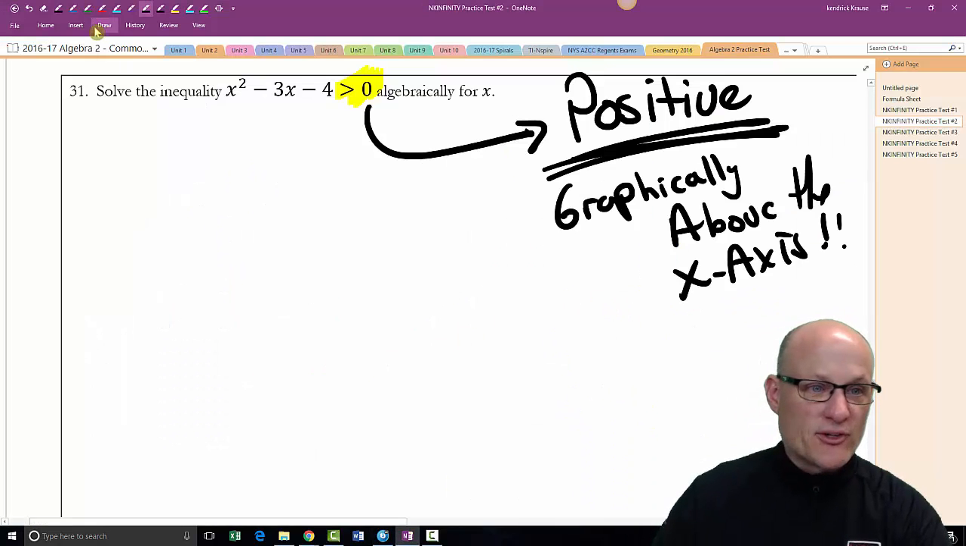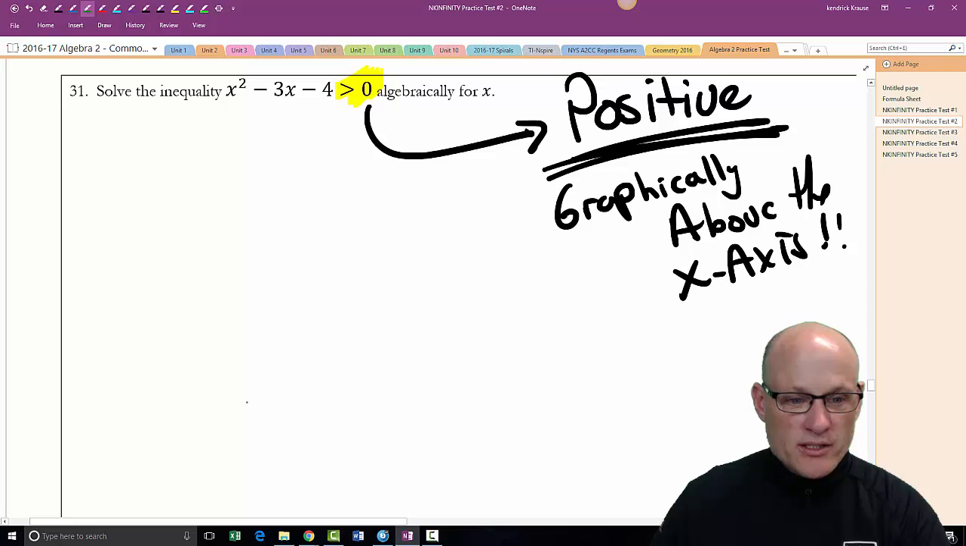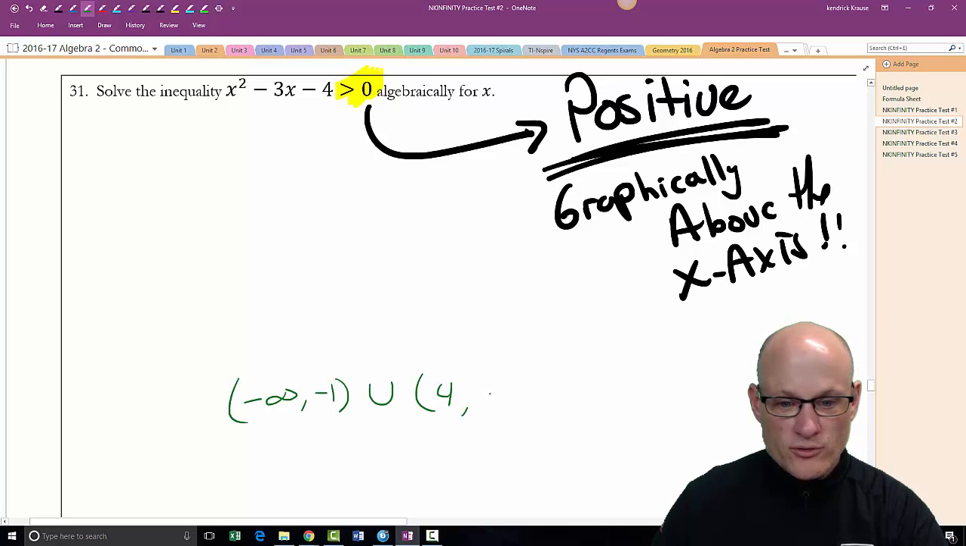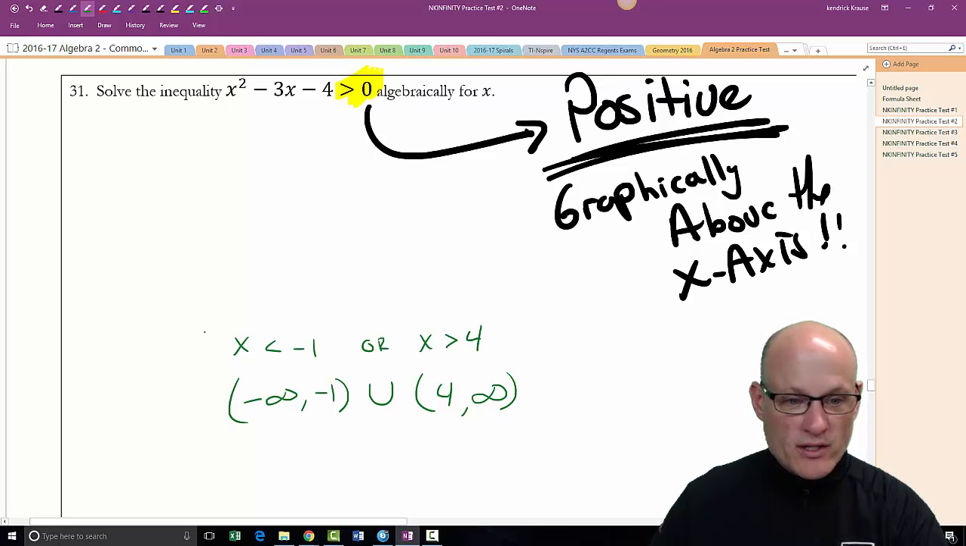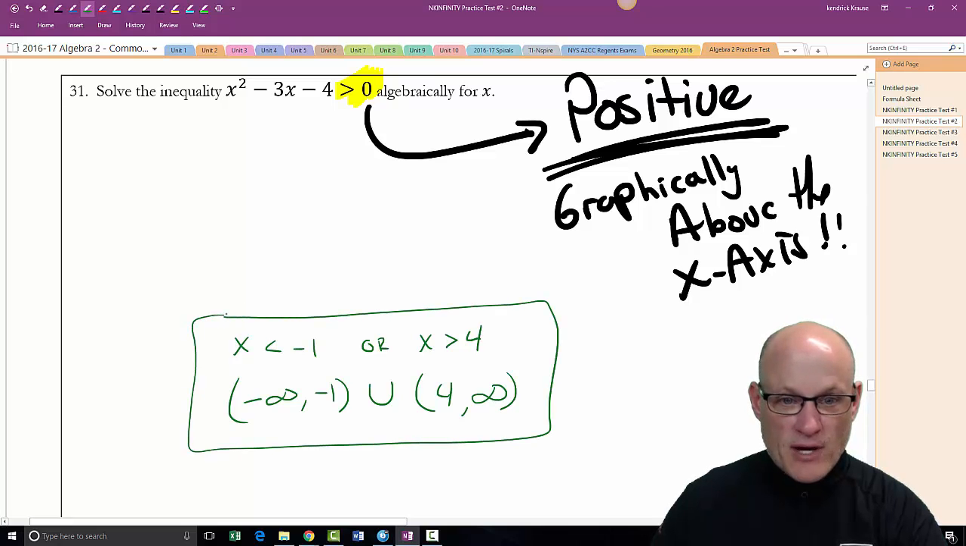So it looks like my answer is going to be -infinity to -1 or 4 to infinity. Now, if you don't like that, you can say x is less than -1 or x is greater than 4. Either one of these would be an acceptable answer for this problem because it didn't say stated in interval notation. This is standard notation. This is interval notation. You should be familiar with both.